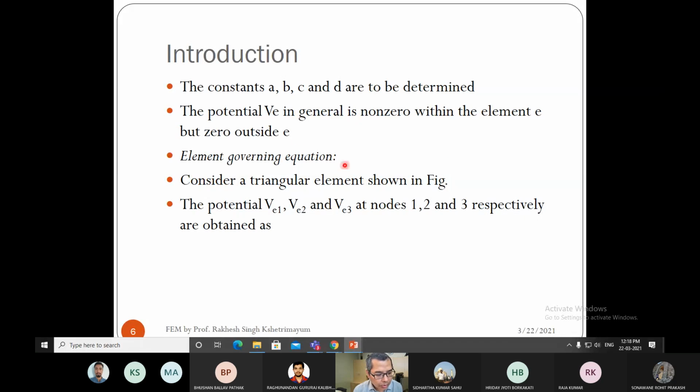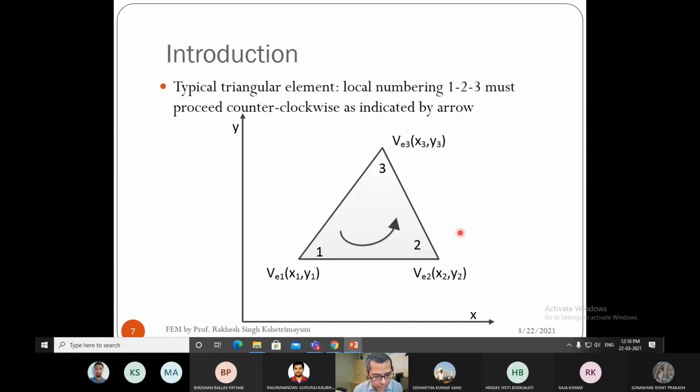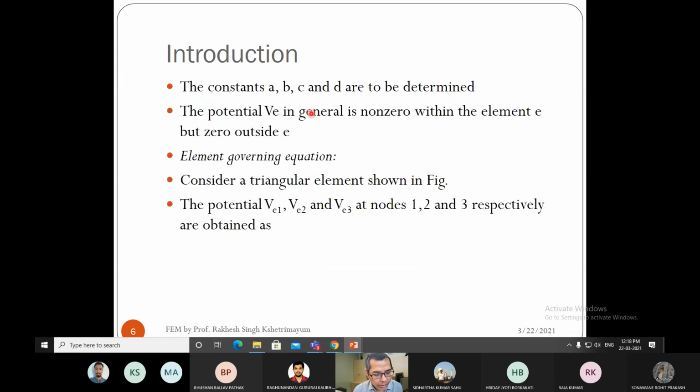This is called the element governing equation. So let's take one simple example. Consider a triangular element shown in the figure, this triangular element here. How do I find the unknown constants A, B, C, D? For the triangular element, I just have A, B, C. For the quadrilateral element, I have A, B, C, D. So let us see how to find A, B, C for a triangular element. Once I have A, B, C, I can find the potential function inside the triangular element.